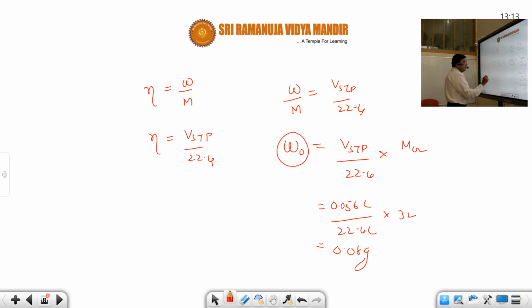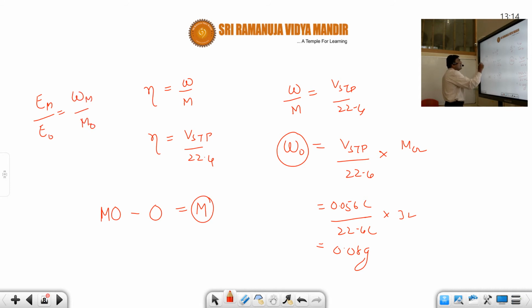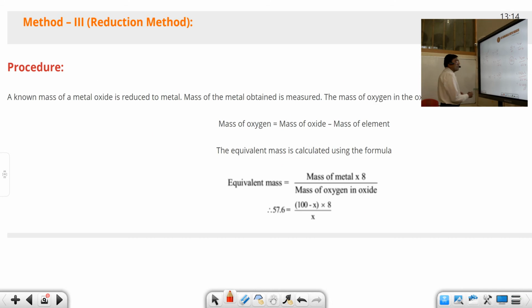So now mass of metal oxide is given. Metal oxide minus mass of oxygen gives mass of the metal. So I hope you understood. With this mass of metal, you can use equivalent weight of the metal by equivalent weight of oxygen is equal to mass of the metal by mass of oxygen. Now you can substitute and you get the answer. I hope you understood. I explained this particular question in a more comprehensible format.